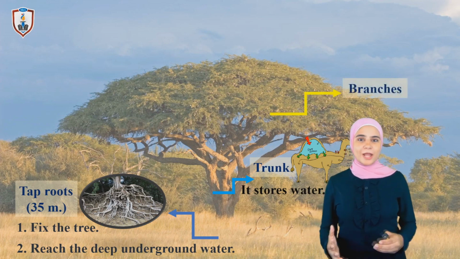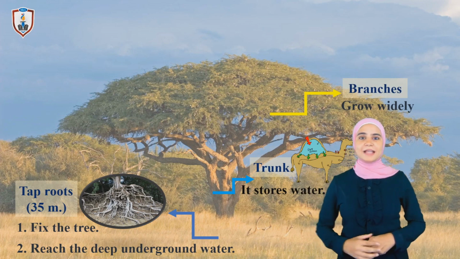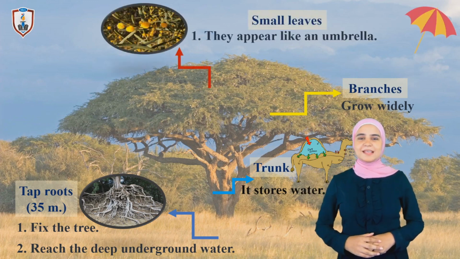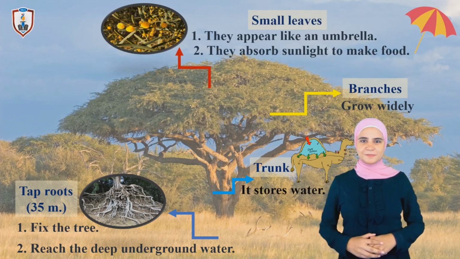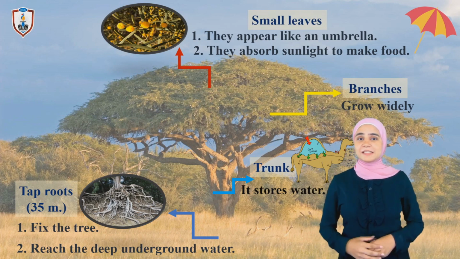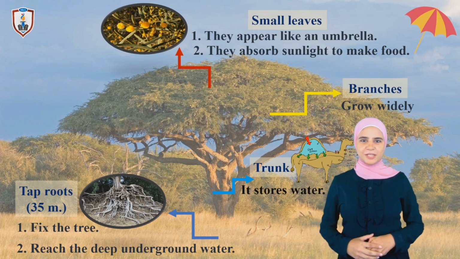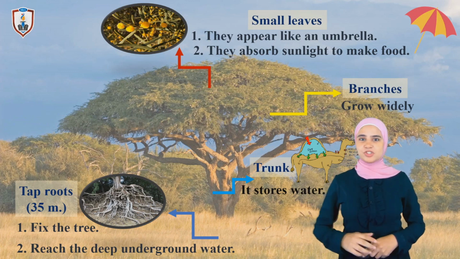It has branches. These branches grow widely, which makes the leaves at the top of the tree look like an umbrella. These small leaves can absorb the sunlight to make the food. Well, we know that most animals can eat the plants to get water and nutrients, but what about the acacia tree? In fact, not all the animals can reach these leaves, except the giraffes.